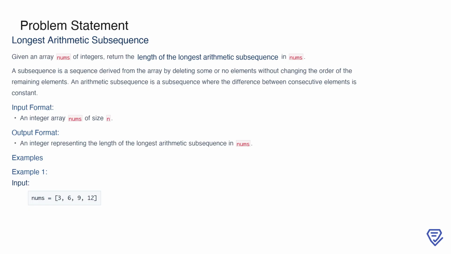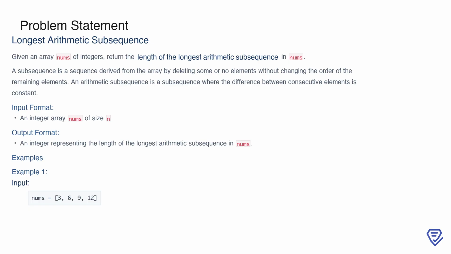an array of integers, nums. A subsequence is created by selecting elements from the array, possibly deleting some, while maintaining the original order of the remaining elements. An arithmetic subsequence is a special type of subsequence where the difference between any two consecutive elements is constant. For example, in the array 3, 6, 9, 12, the entire array itself is an arithmetic subsequence because the difference between each consecutive pair of elements is 3.